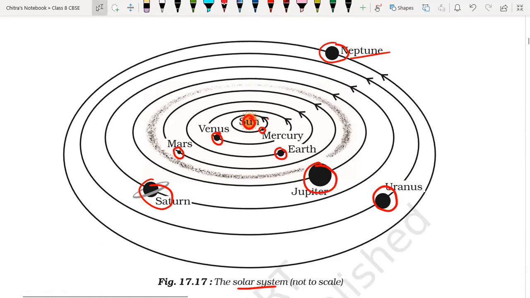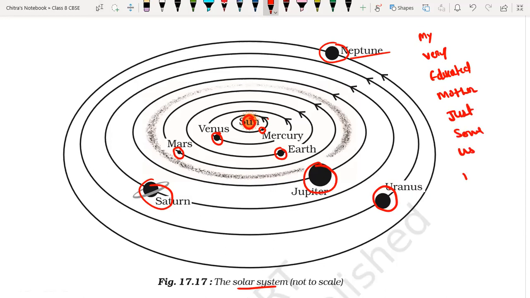Take a screenshot, everyone. And one more thing, in order to remember all the planets' names in increasing order of distance from the sun, you have to go through one trick I'm writing here. My very educated mother just served us noodles.